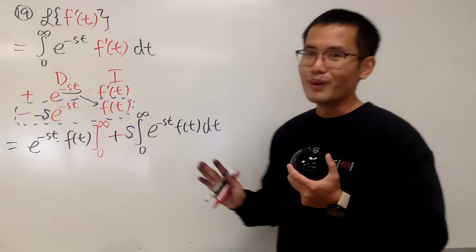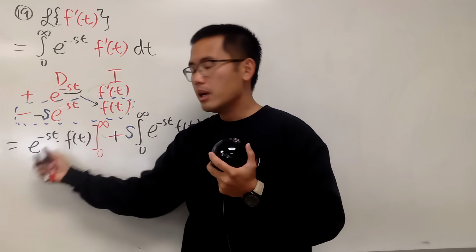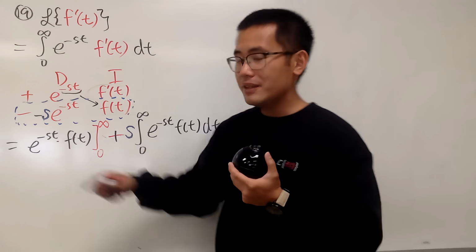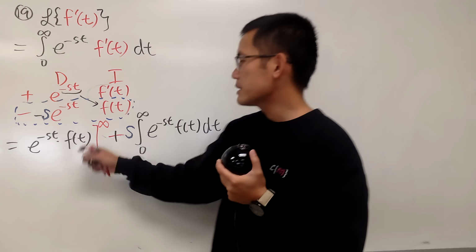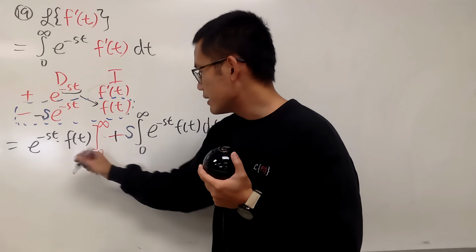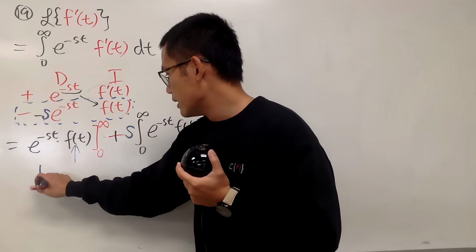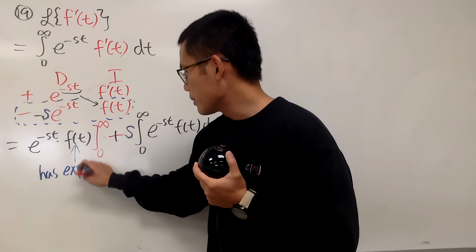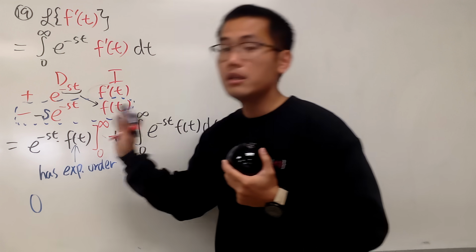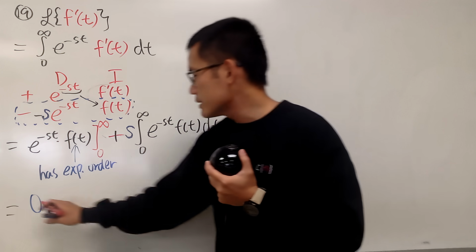Now, we know a few things. First, when we plug in infinity to this right here, because in the beginning of the video, which is about 2 hours ago or so, I assumed that f is of exponential order. So if you put infinity into this, it will be 0. I will write this down again: f of t, suppose it has exponential order. So when we do that, the first part will be 0. That's nice.